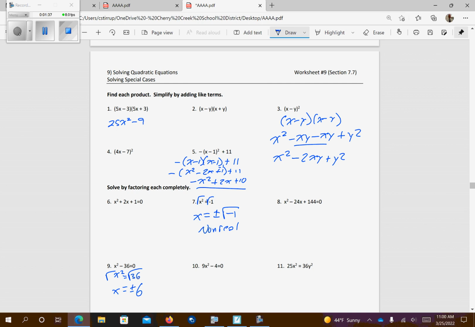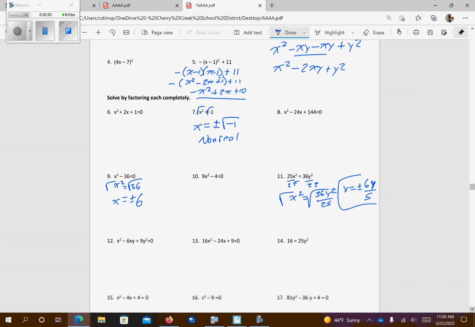This particular problem, if we wanted to solve it for x, this is kind of a goofy one. I'm going to divide both sides by 25 first. So I'm going to get x squared equals 36y squared over 25. Root, so I'm going to get x equals plus or minus, square root of 36 is 6, square root of y squared is y, square root of 25 is 5. So that's a y right there.